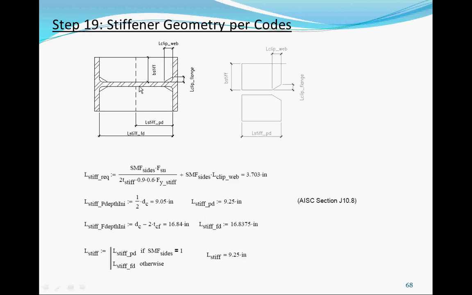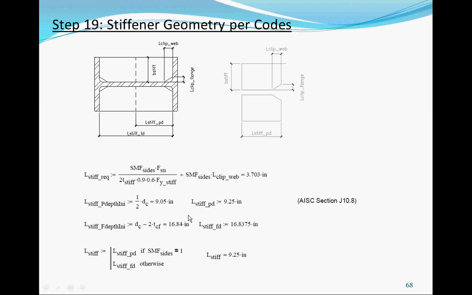The length required is really coming from some load. Make sure you're able to transfer your shear. Okay, so SMF, number of sides. If you have 2 sides, then you times 2. If you don't, then you just take FU divided by the stiffener yield, then you plus the clip, right? Then you get a length required. So this length plus the clip, then you get this length. Essentially, that's what we're trying to say.